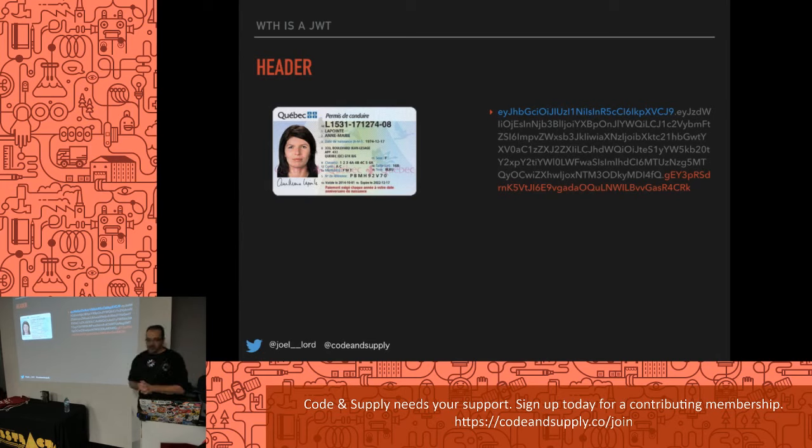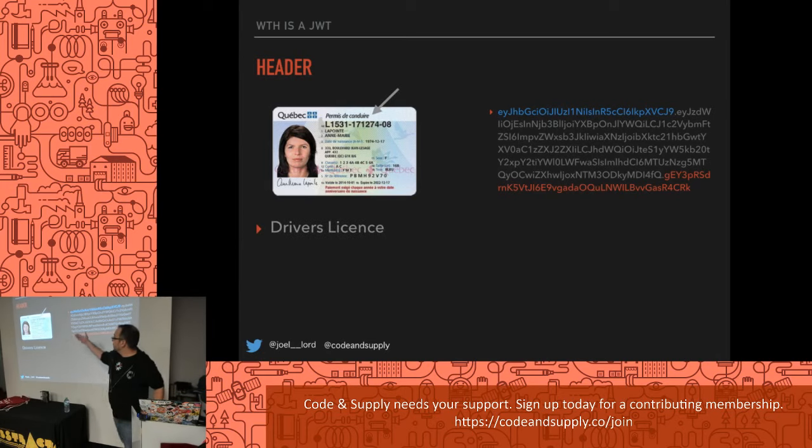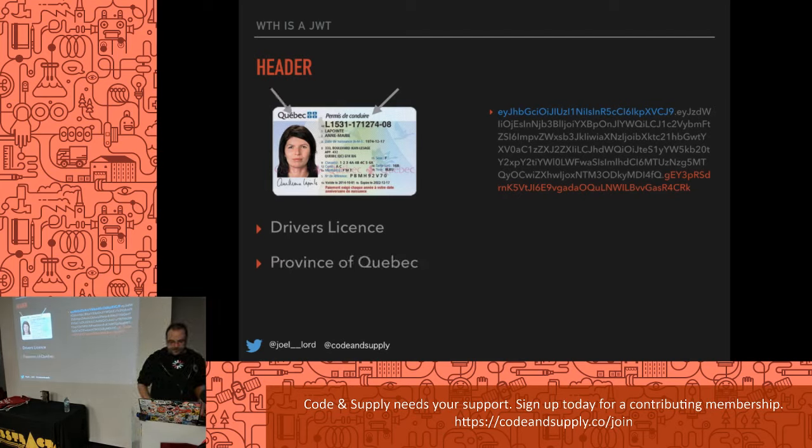If we look at the header of our driver's license, we can find some information like, well, actually it says that this is a driver's license, even though it's written in French. It tells you who issued this piece of ID, so the government of Quebec, and so on.